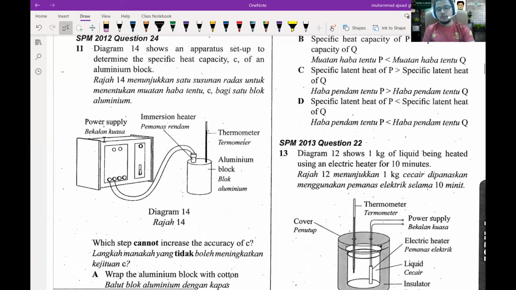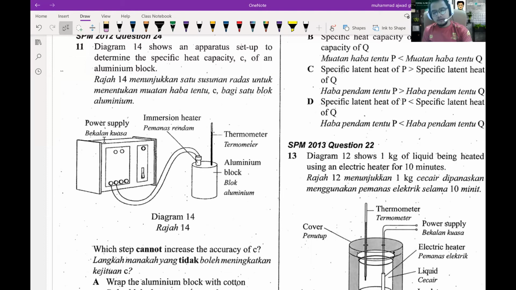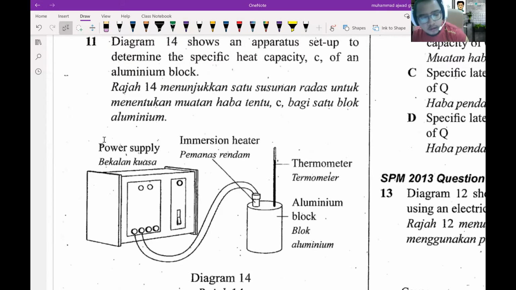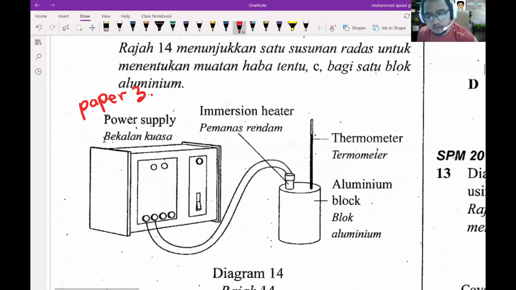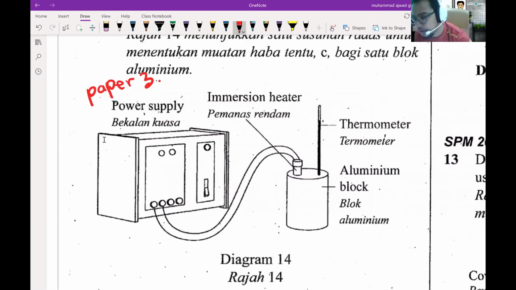Okay, diagram show an apparatus set up to determine the specific capacity of aluminium block. Okay, yang ni kena ingat ni paper 3. Arrangement for paper 3. So you have an immersion heater, you supply the heat kat dalam ni. So ni ada power supply, immersion heater. So kalau immersion heater, the heat is absorbed from the heater. So now the heat kita ganti dengan PT. Okay, PT is power of the heater. P darab dengan T, time. T kecil.